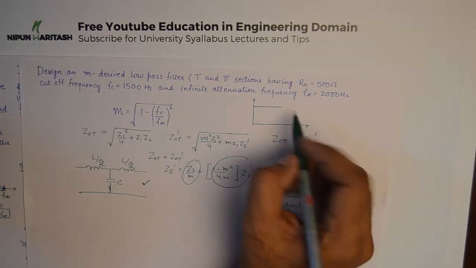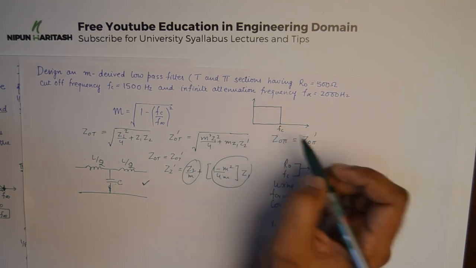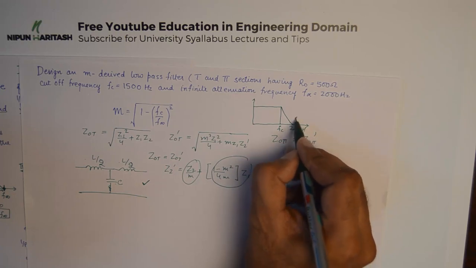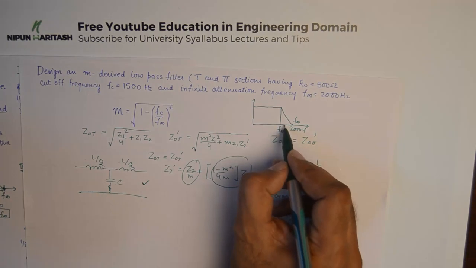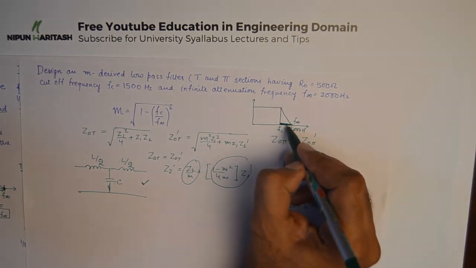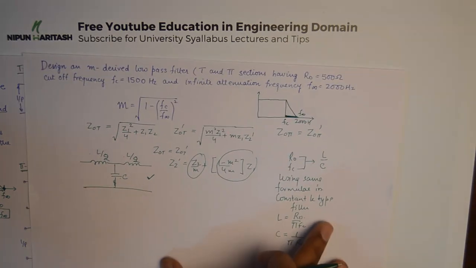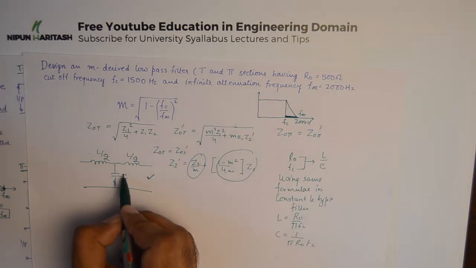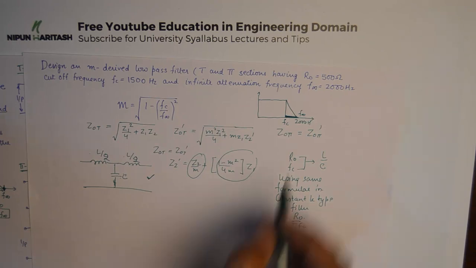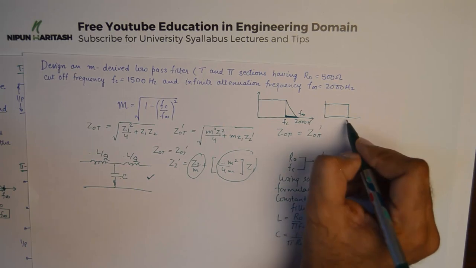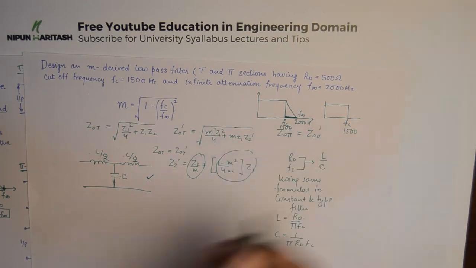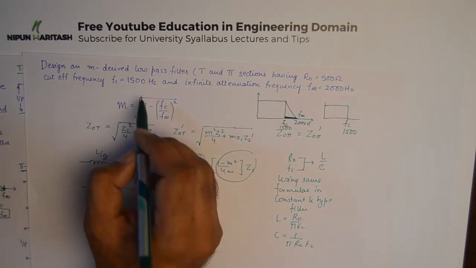the constant K-type filter was supposed to work up till the frequency FC, which is 1500. However, it started blocking the higher frequencies only after 2000 Hz, which is our F infinity. So there is a huge gap of 500 Hz, which is unaccounted for. So this is the reason why we need to select a constant M that will help us modify this filter in such a way so that its characteristic impedance would not change, but its response to the frequencies will change and it will start behaving properly and it will start cutting off the frequencies after 1500.